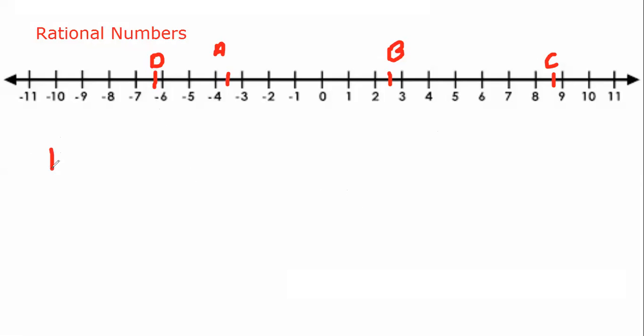So, simula tayo sa A. The A, we have in the middle of -3 and -4. So, kita naman natin na malapit siya sa gitna. So, we can estimate that is 0.5. And that is -3.5. Or pwede naman natin siya isulat sa fraction na -3 and 1/2, kasi ang 0.5 equivalent siya sa 1/2. So, pwede natin siya isulat na -3.5.